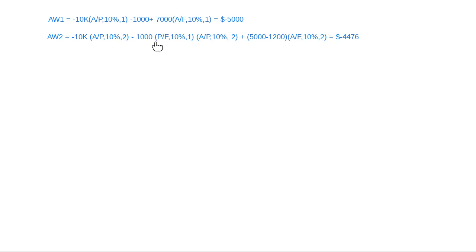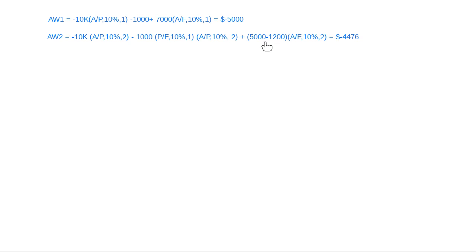It becomes a single value on year 1. It has to be converted to present first, using P given F, and then converted to an annual for 2 years. Where is the 1,200? It is an operating cost, but placed on year 2, not on year 1, because year 1, the operating cost was different. And also the salvage, it is placed on year 2, not year 1, because it comes at the end of the life cycle.